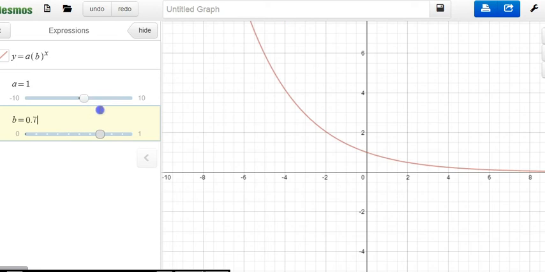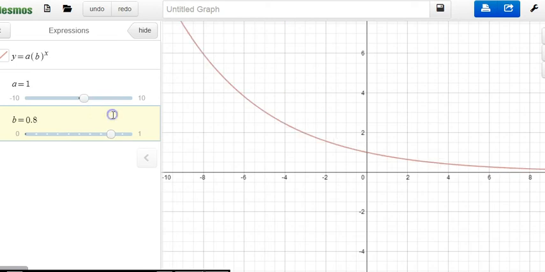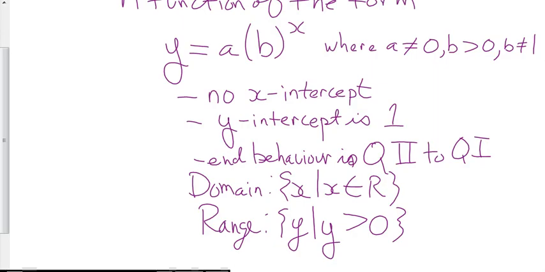So we're going to come up with some words to describe this. And we'll say, when b is between 0 and 1, did the end behavior change? Is it still quadrant 2 to quadrant 1? Okay. So let's go back here. So this was b is greater than 1. That's the information we had here. This is b is between 0 and 1. Is there still no x-intercept? So that's the same, right? Is the y-intercept still 1?